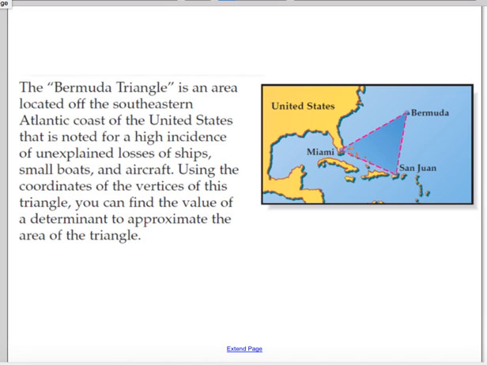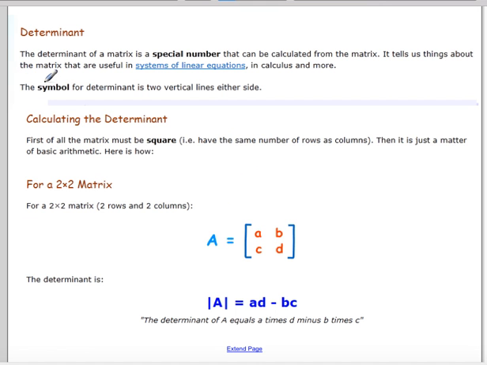The Bermuda Triangle, this is a picture of that. It's an area located off the southeastern Atlantic coast of the United States, and it's noted for high incidence of unexplained losses of ships and small boats and aircraft. And if we were given the coordinates of the vertices of this triangle, then you could find the approximate area of the triangle there. So we could use a determinant to actually find the approximate area of the triangle if we had those coordinates. So that's one nice application problem for a determinant.